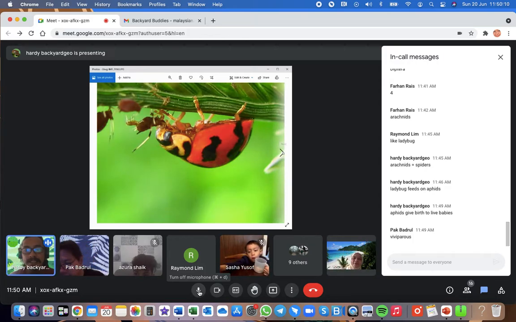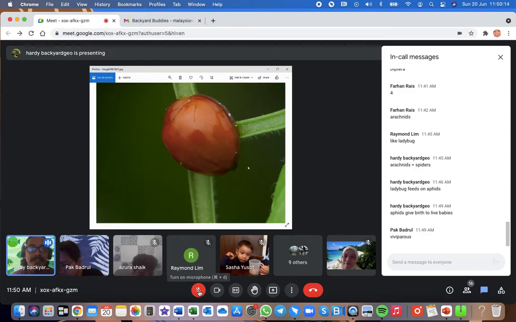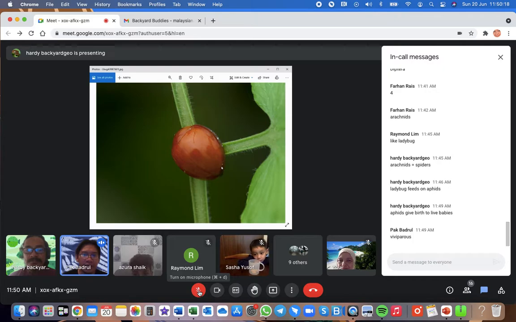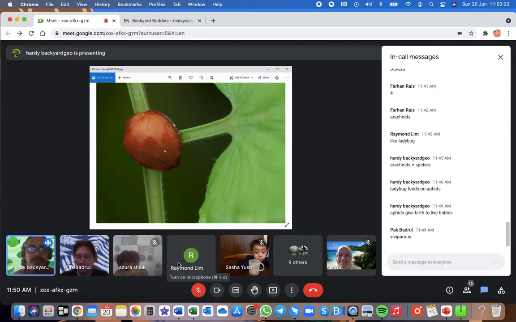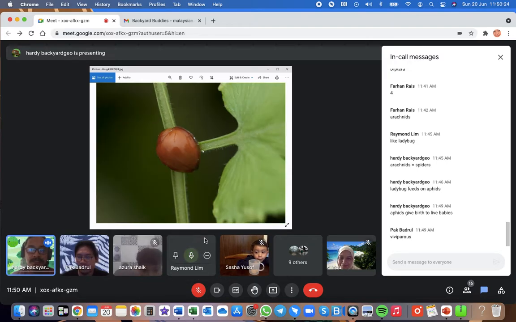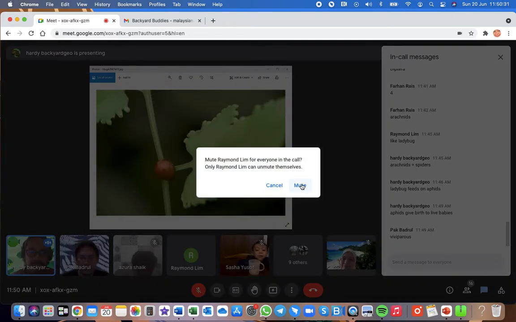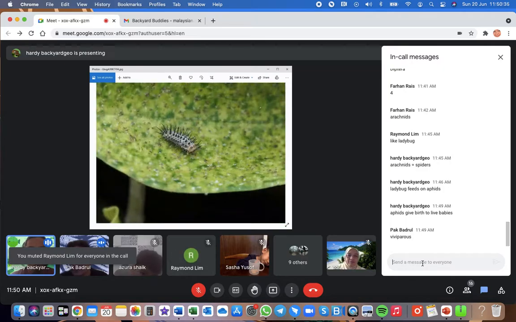Next one. This is another type of ladybug. Good or bad? This is a good one. It doesn't look like a ladybug to me, because it has no spots. So this is called a spotless ladybug.